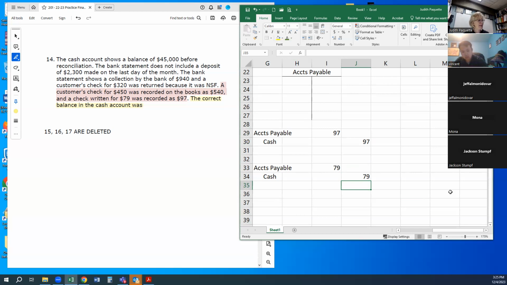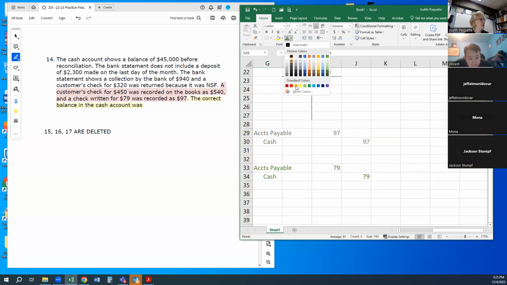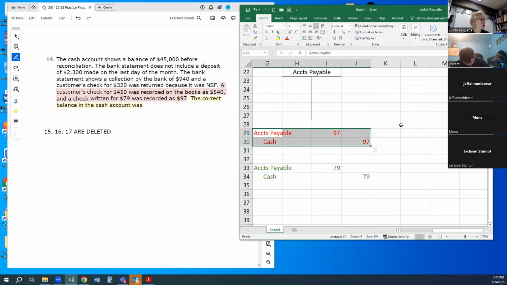All right. So here this is the bad journal entry. Here's the good journal entry that we should have done. We didn't do the good journal entry. We did the bad journal entry, the incorrect journal entry. I guess I shouldn't be moralistic. The incorrect journal entry. So we deducted cash $97. We should have only deducted cash $79.